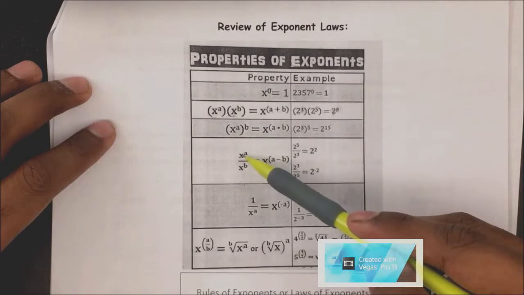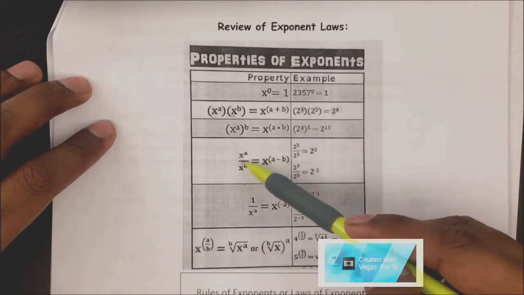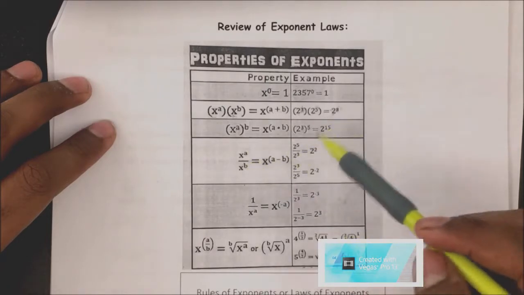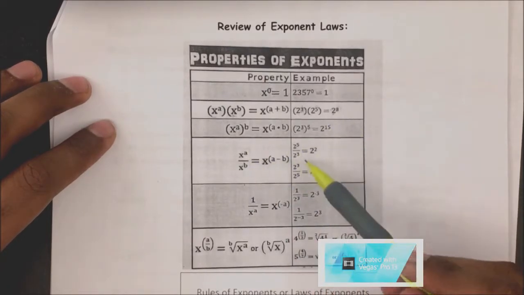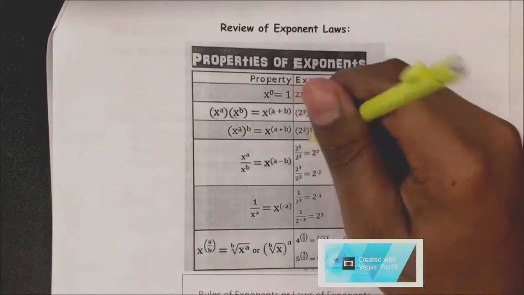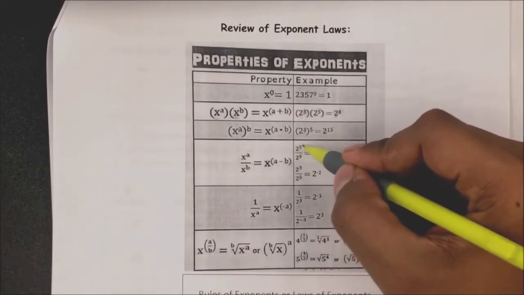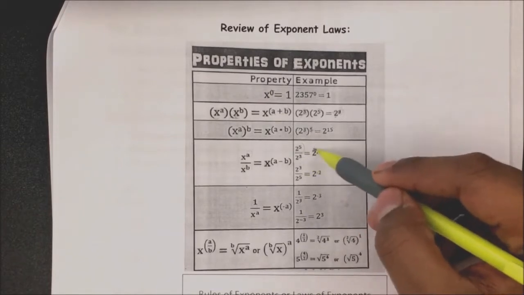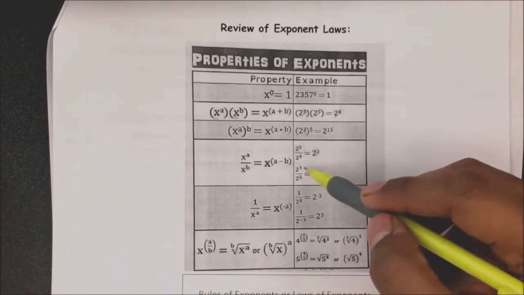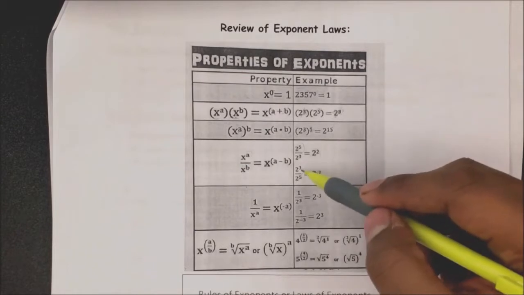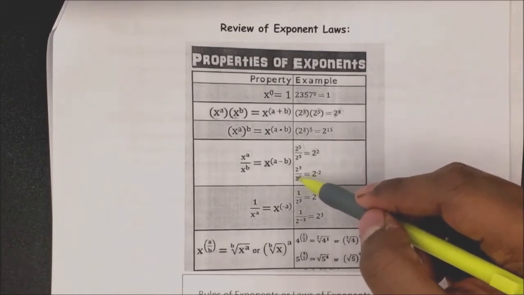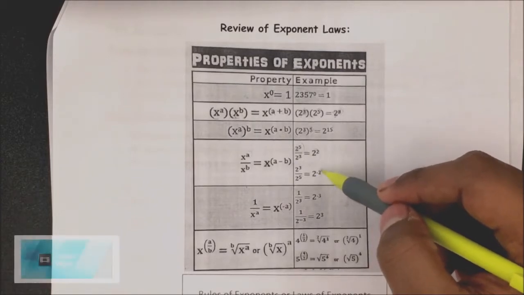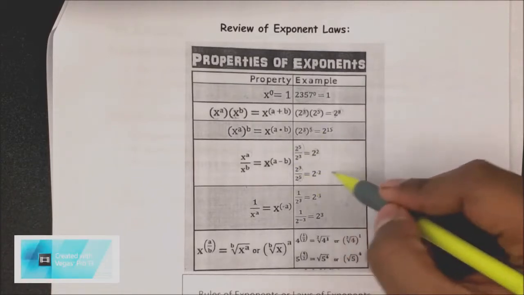And if you have the same base over a division sign, you would simply just subtract the top exponent by the bottom exponent, a minus b. So the example here is that since the 2 to the power of 5 is on top of the division sign, you'd simply just subtract the 5 minus 3 and you get 2 to the power of 2. And a similar example here, you have 2 to the power of 3 over 2 to the power of 5, which is equal to 2 to the power of negative 2, because 3 minus 5 equals negative 2.